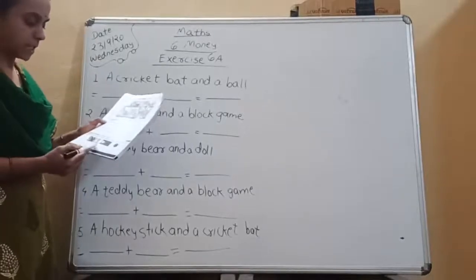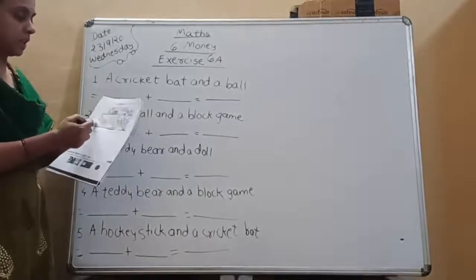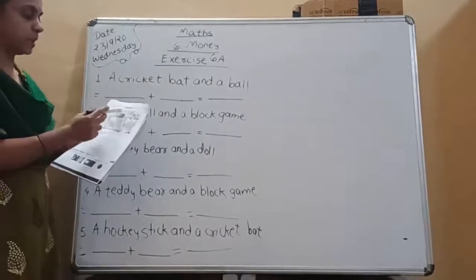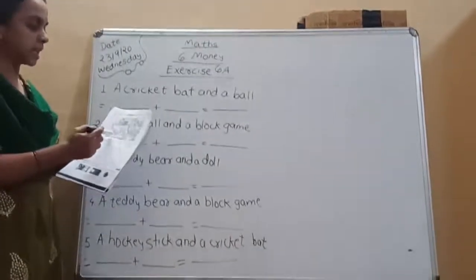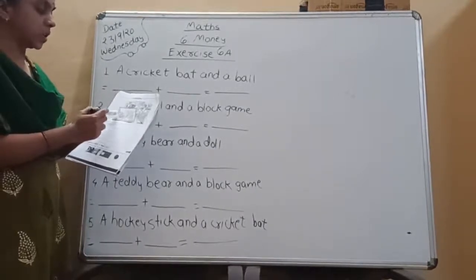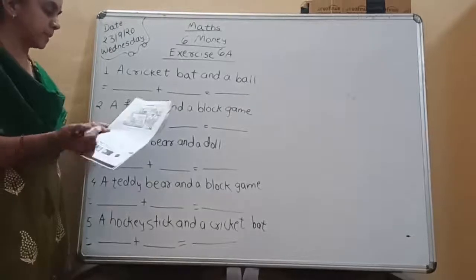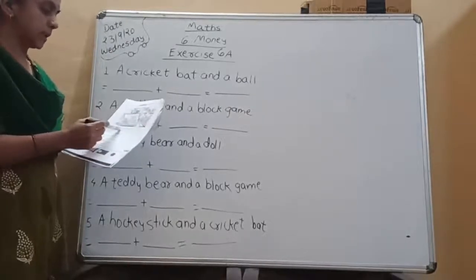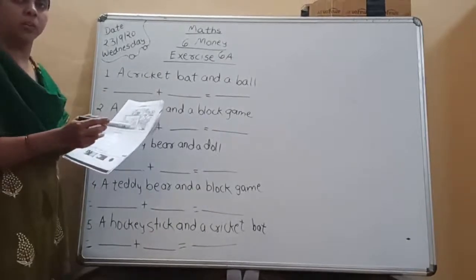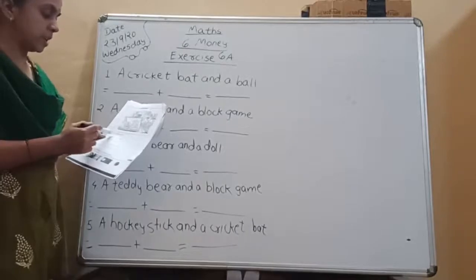Now see your page number 86, exercise 6A. What is given here? They have shown us this toy shop. In this toy shop, so many things are there, and the prices are also written on those things. So one by one we have to solve these examples. What is the question? Check the prices of various things at the shop and find the cost of the following. So many things are there. So we will see the first example.